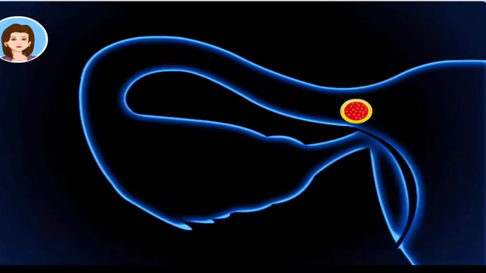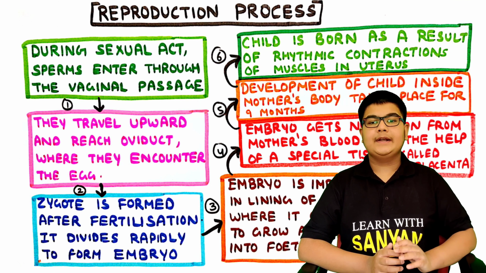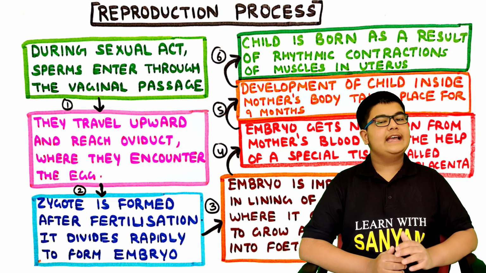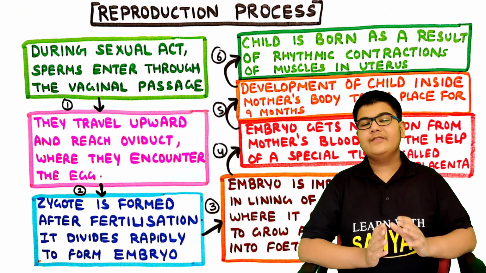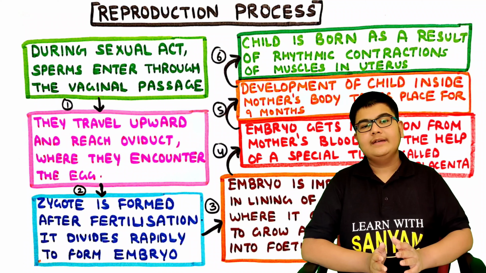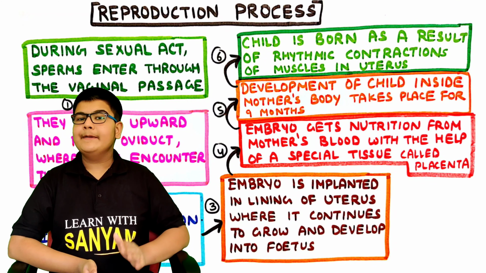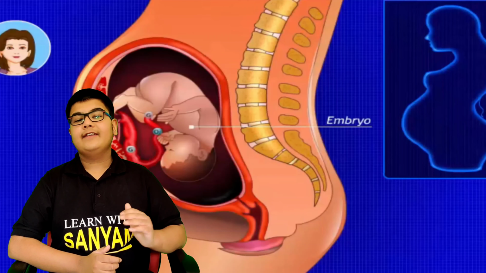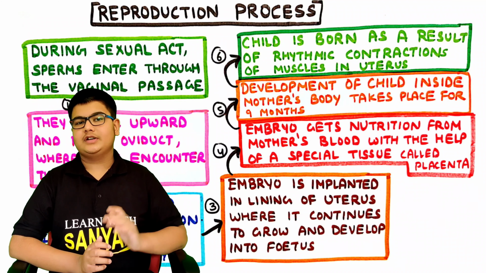It divides rapidly to form the embryo. This embryo is implanted in the lining of the uterus, where it continues to grow and develop into the fetus. The embryo gets nutrition from the mother's blood with the help of a special tissue called the placenta. Similarly, all the wastes are removed from the embryo's body through the placenta. The development of the child inside the mother's body takes place for 9 months. Then finally the child is born as a result of rhythmic contractions of the muscles in the uterus.